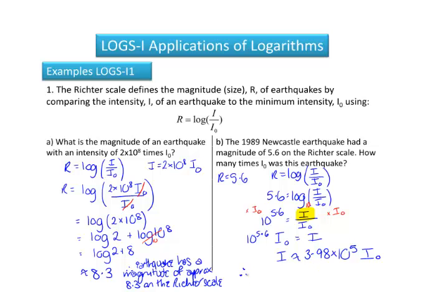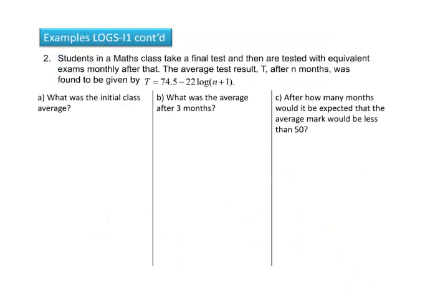So therefore, the Newcastle earthquake was approximately 3.98 times 10 to the 5 I base 0. You may want to now pause this video and try to do that question yourself on your own. Let's look at another one.